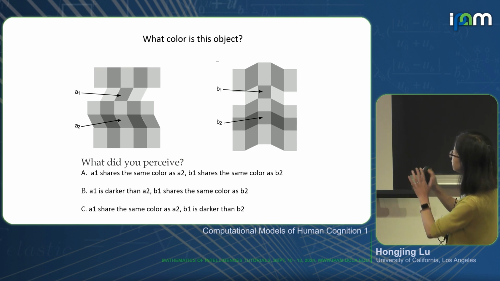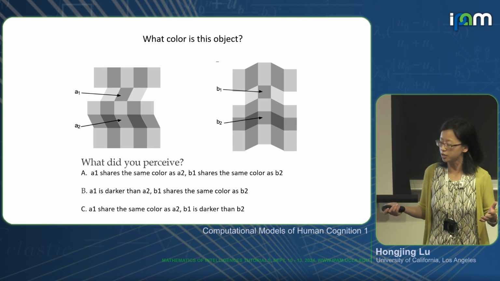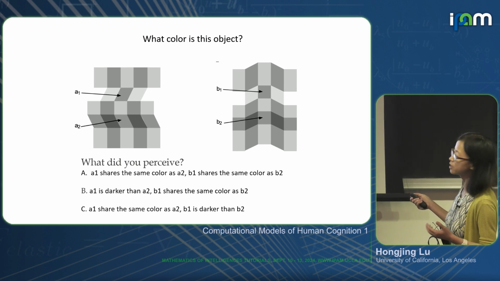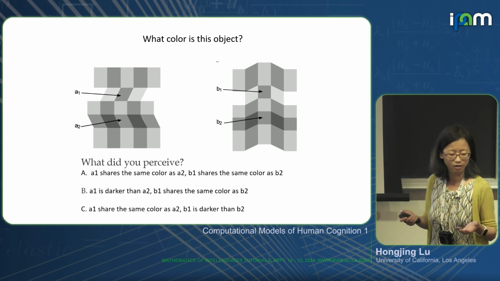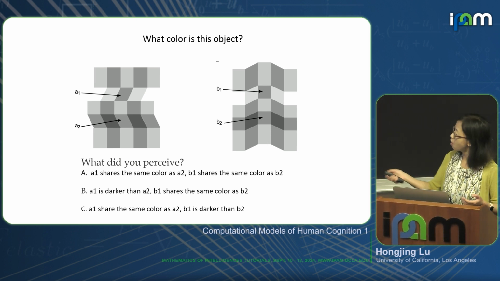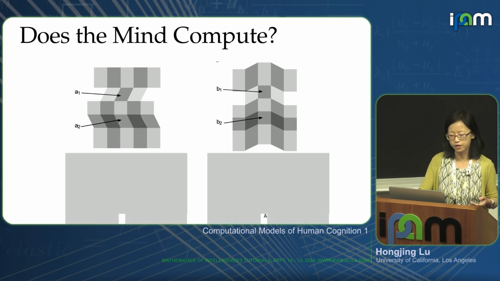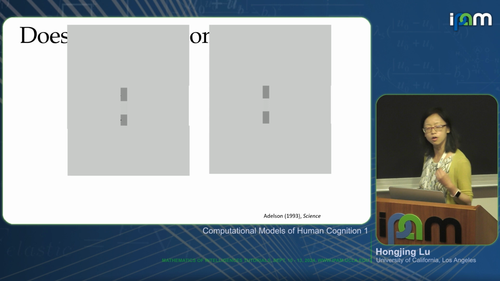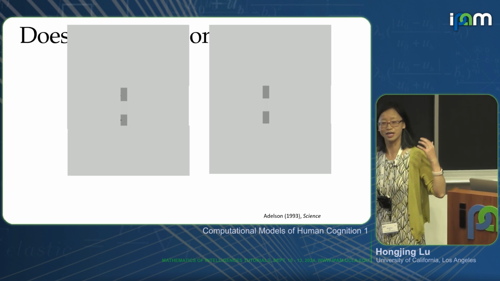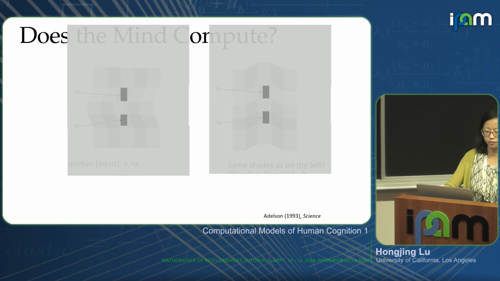But now, if I just change the surface geometry using 3D software, B1 and B2 seem to have a similar color here. So actually, I'm not cheating. I want to tell you all these four patches have exactly the same color. Now, if I cover all the local context, what you see is that they have exactly the same color. But your percept is very different.